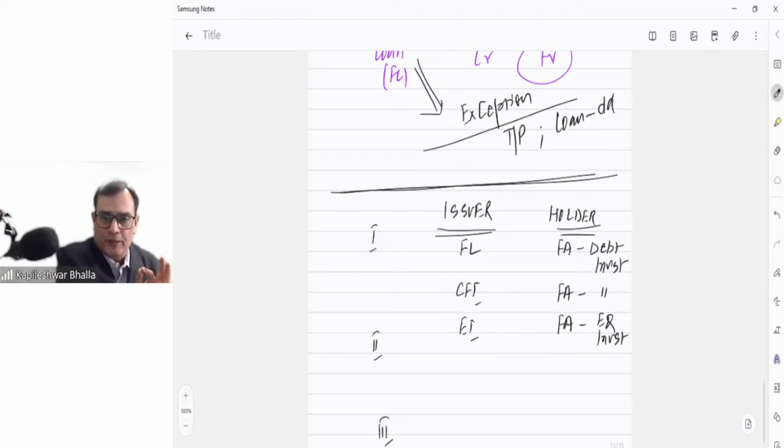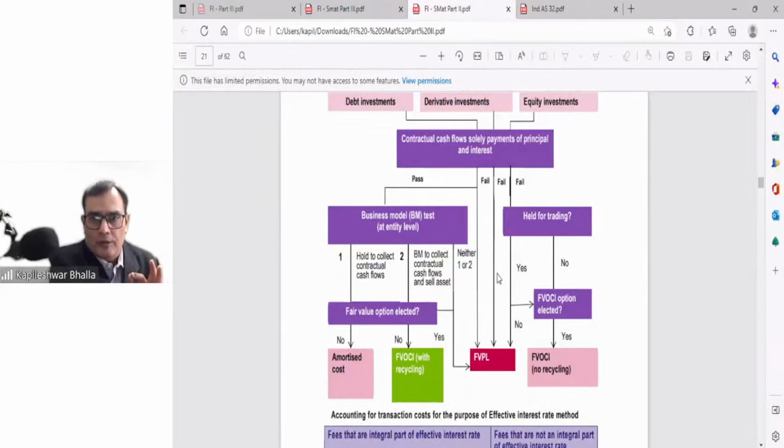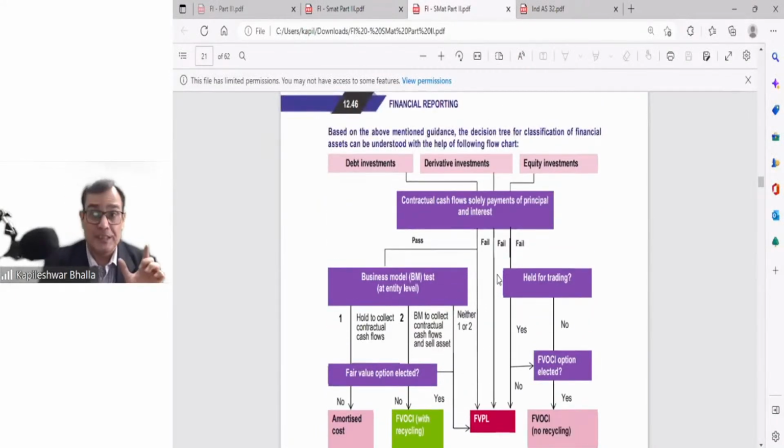Now, if you go back to the chart, friends, you can see on the top of the chain there is debt investments and there is equity investments. Forget about derivative investments for the time being; we are going to talk about that later. So I think now you're clear. What is debt investments? Is it those investments which are financial liability for the issuer? Yes. Is it those investments which are compound financial instruments for the issuer? Yes. And what is equity investments? Is it those investments which are equity instruments from the issuer point of view?